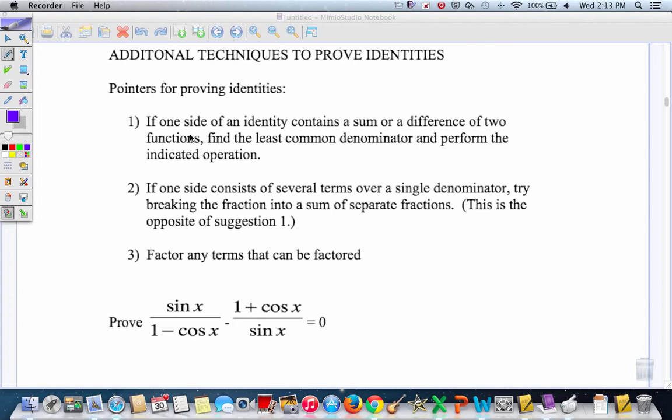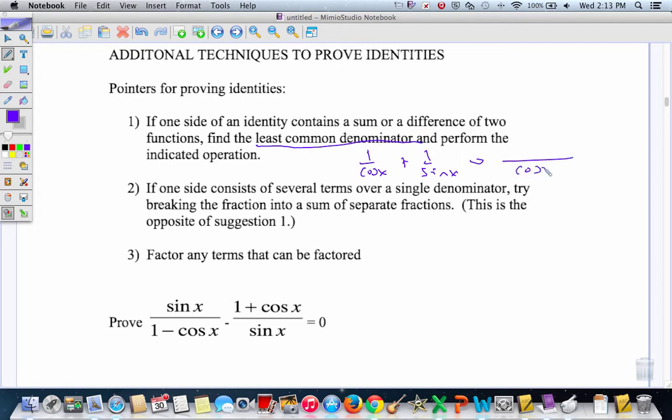If one side of an identity contains a sum or difference of two functions, find the least common denominator and perform the indicated operation. Done a lot of this so far. So if we have 1 over cosine plus 1 over sine, I hope we've all established our common denominator would be cosine times sine. Then we would have sine plus cosine as our numerator, make that one fraction. So that idea, find our common denominator, make it a single fraction, and then work from there.